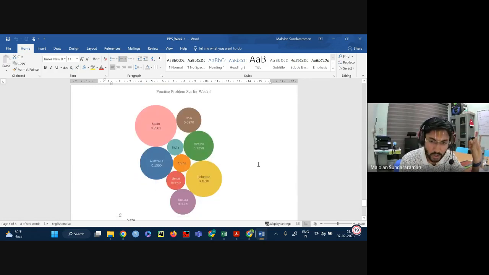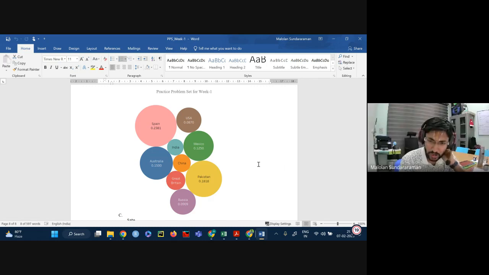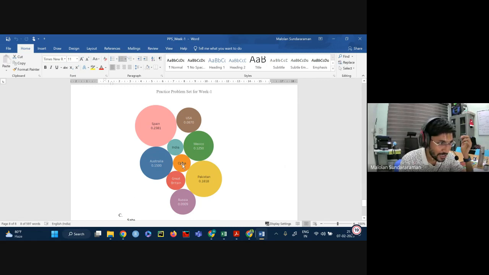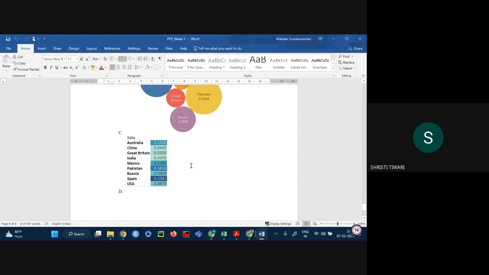This one is not good. Why? Maybe sir, because it's not ordered that way. No, ordering is not the issue. I'm only worried about proportion, not about which is the maximum and so on. So why is this not correct? For some countries, proportion is not given. Exactly. It is not given for India, China, Great Britain, and so on. This is the best among them.